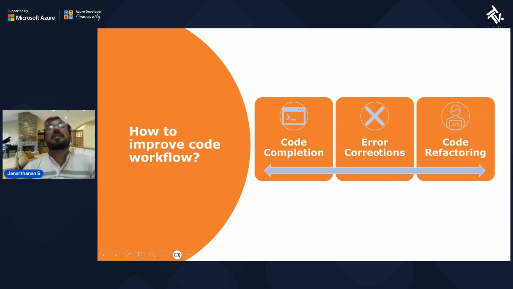Error correction: suppose while users start customizing the entire code, you might find some errors. If you want to review and fix those errors, you need the component known as code refactoring. With the help of code refactoring, the entire code is fixed, reviewed, and corrected. So these are 3 important steps used to improve the entire coding workflow with respect to GitHub Copilot.